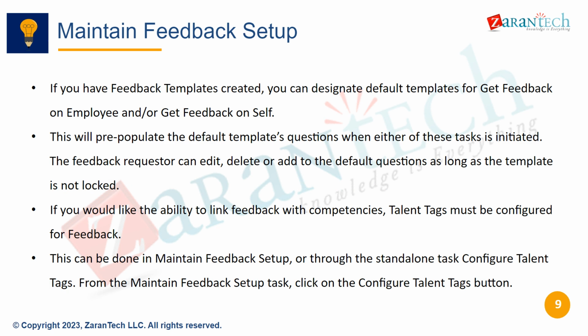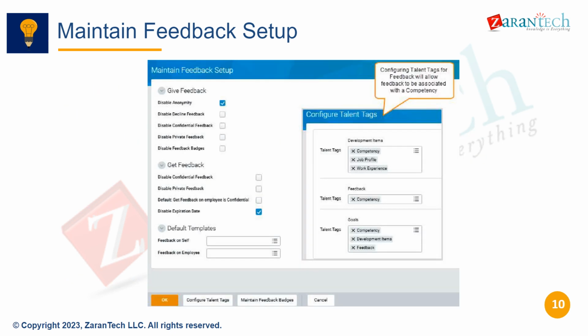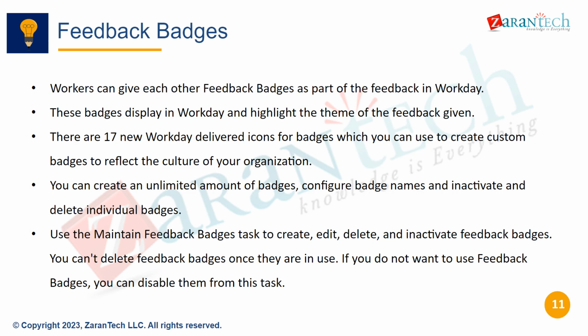To link feedback to competencies, talent tags for feedback must be configured here or in the standalone Configure Talent Tags task. The slide shows the configuring talent tags which is used for feedback will allow feedback to be associated with a competency. 17 predefined badges are available to highlight feedback themes. Custom badges can also be created.